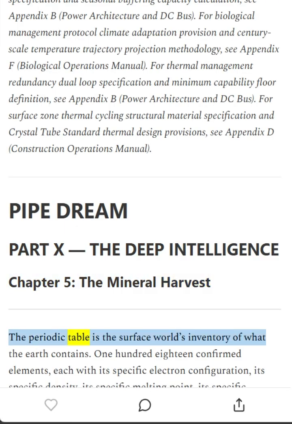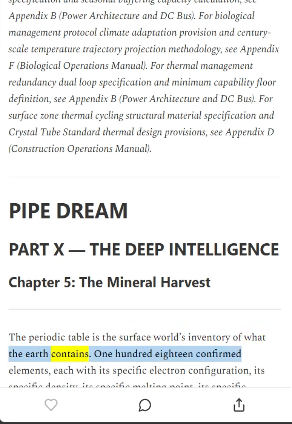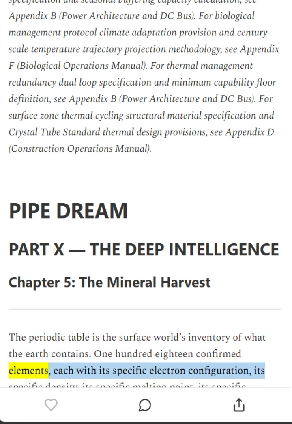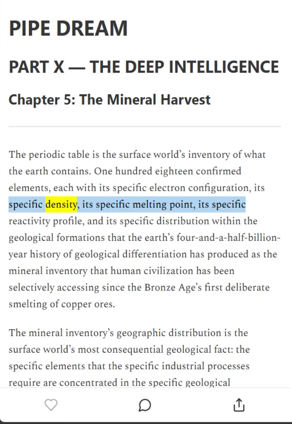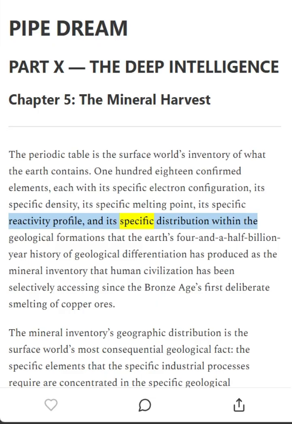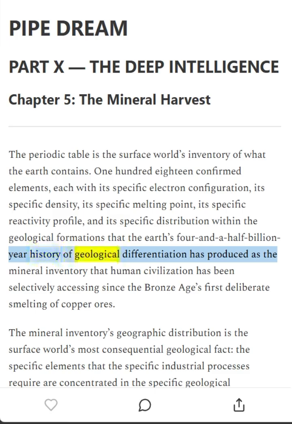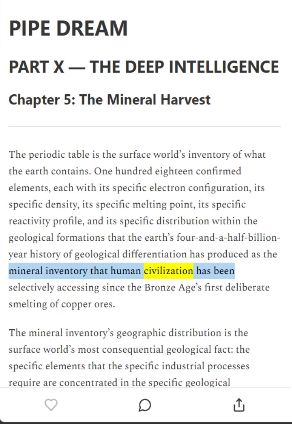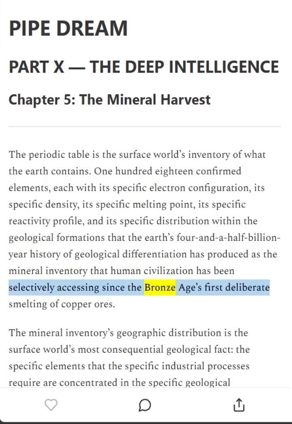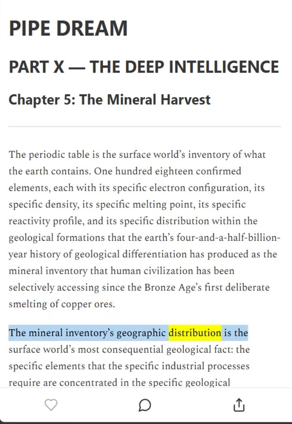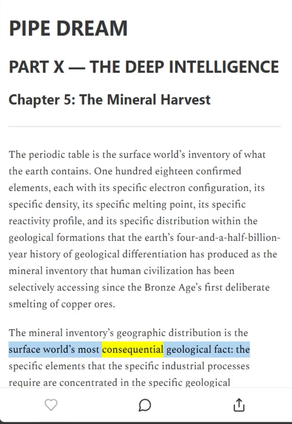The periodic table is the surface world's inventory of what the Earth contains. 118 confirmed elements, each with its specific electron configuration, its specific density, its specific melting point, its specific reactivity profile, and its specific distribution within the geological formations that the Earth's 4.5 billion year history of geological differentiation has produced, as the mineral inventory that human civilization has been selectively accessing since the Bronze Age's first deliberate smelting of copper ores. The mineral inventory's geographic distribution is the surface world's most consequential geological fact.